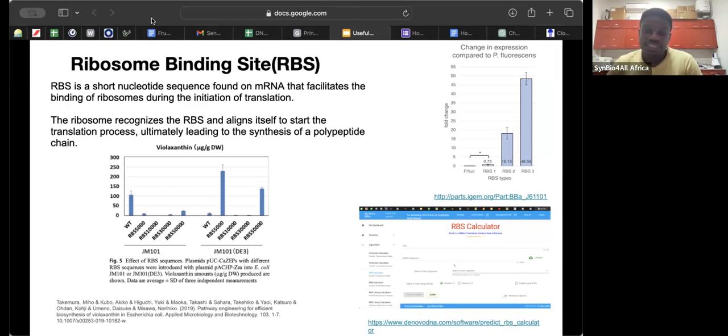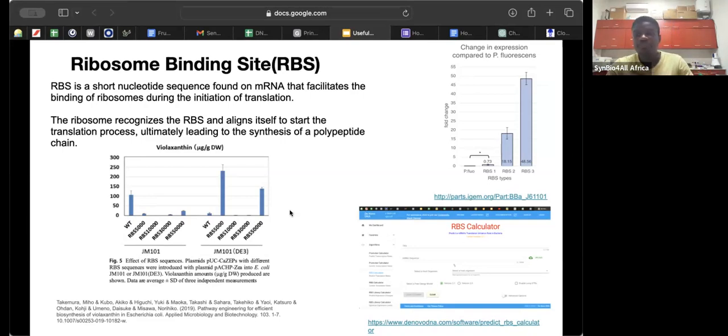Now, again, there are several things that you have to take into account when you are selecting a ribosome binding site sequence for your design, right? So I put a couple of data here. The first one was a paper that was trying to see the expression level of laxantine, right? So they used a wild type RBS, and then they used several RBS. The first data here was expression in GM101, and then this was expression in GM101DE3. These are different strains of E. coli. Now you realize that even with the same RBS, in one particular E. coli, the expression level is very low as compared to in another strain of E. coli, right?